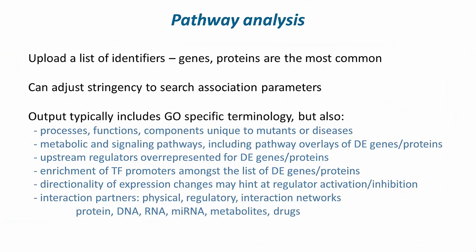If differential expression directionality is included, it might also be possible to predict whether a transcription factor or other regulator is activated or inhibited. Keep in mind that these are predictions only, and predictions such as these should be validated by experimental follow-up. Finally, the more comprehensive pathway analysis tools can be used to show known or predicted interaction partners via physical or regulatory interactions as networks.